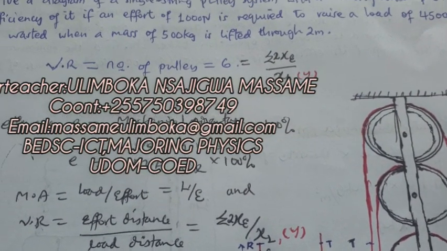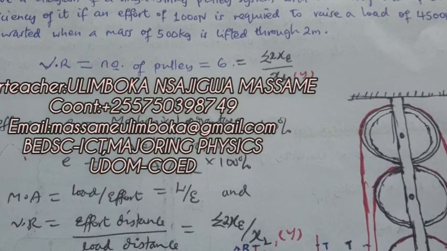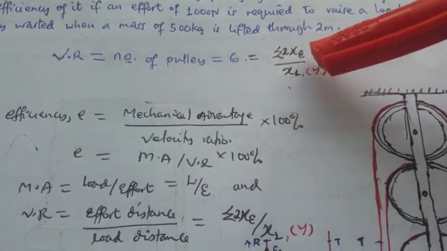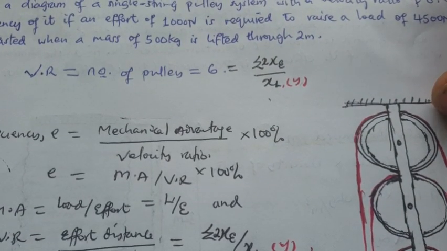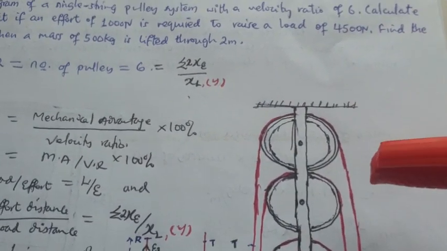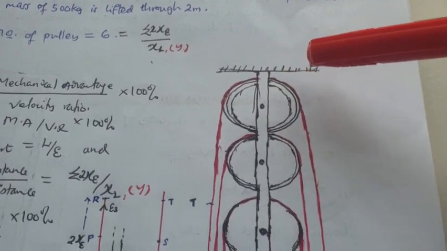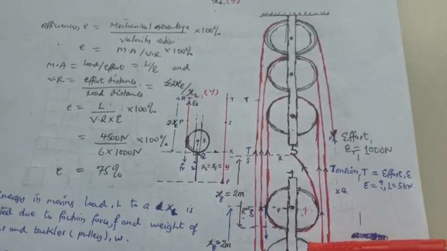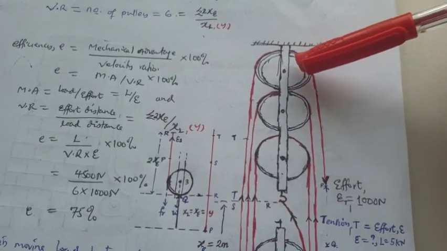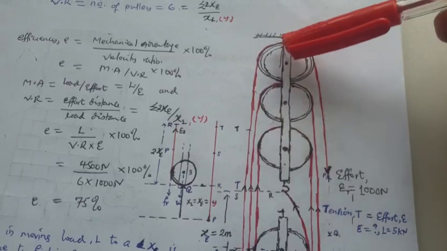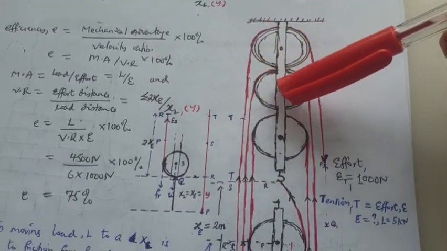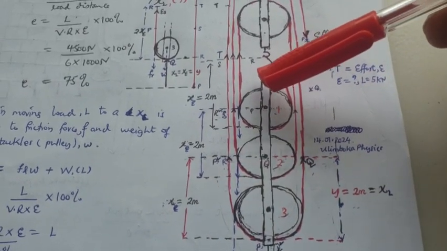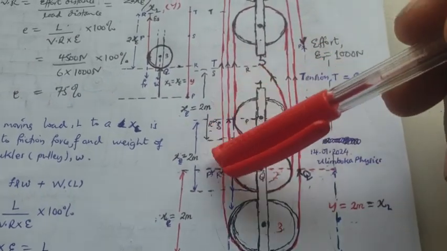Let us first consider the definition of velocity ratio. That is equal to effort distance divided by load distance. We are assigning these letters in order to explain this relationship by using the diagram of a single string pulley system that has 6 pulleys. The 3 pulleys at the top form the fixed system, while the 3 pulleys at the bottom form the movable system.